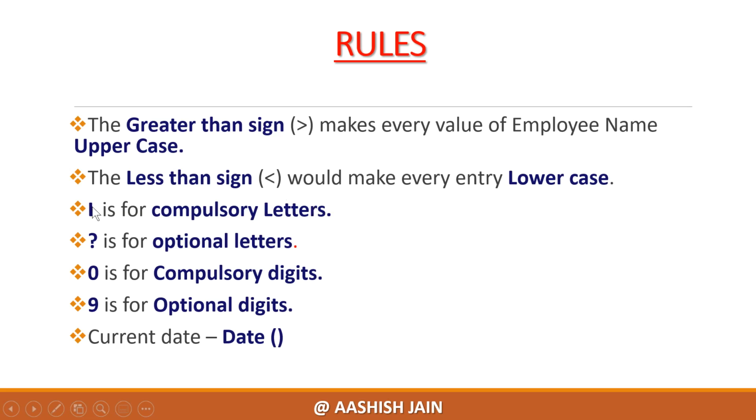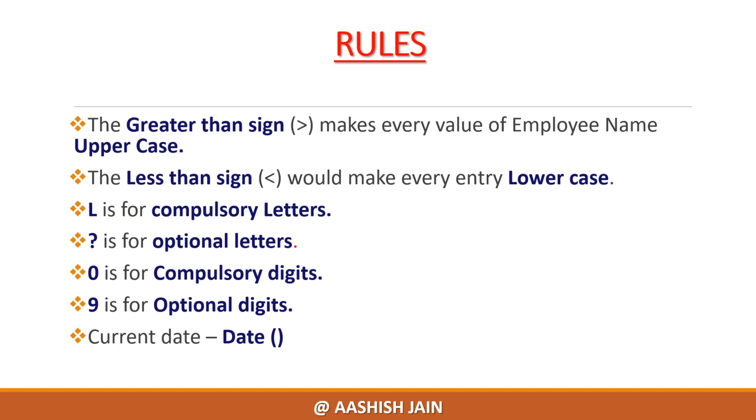Okay, now next one is L, which is used for compulsory letters. Compulsory in the sense, suppose we are going to put an employee's name, the first letter should be compulsory, so we will put L. Okay, and next one is question mark. Question mark is for optional letters. Now suppose we want to put an employee's name in 5 letters, so L is for compulsory letters, so we will put L, and then 4 times question mark for optional letters. So this will be the 5-letter name of that employee.